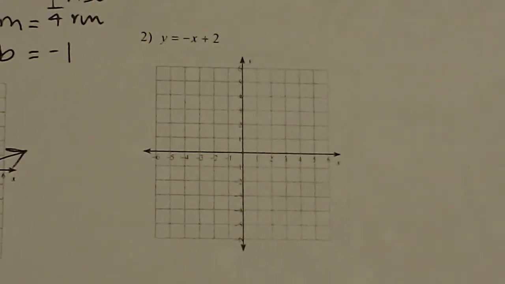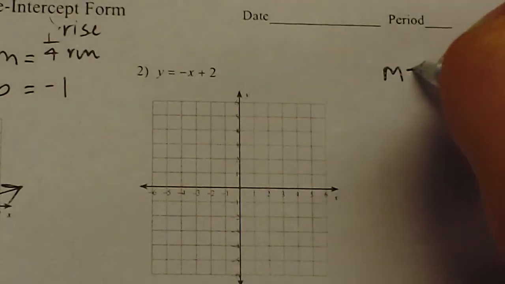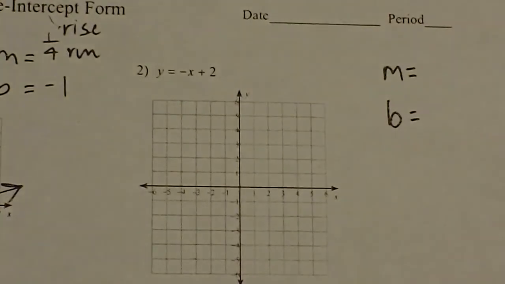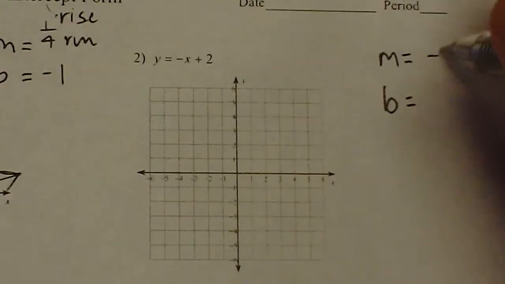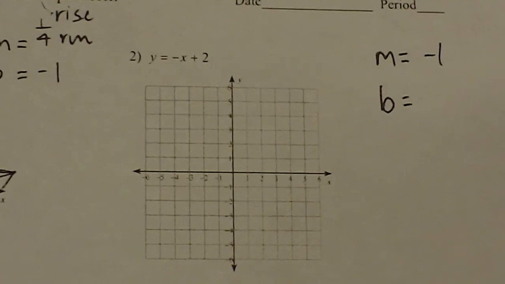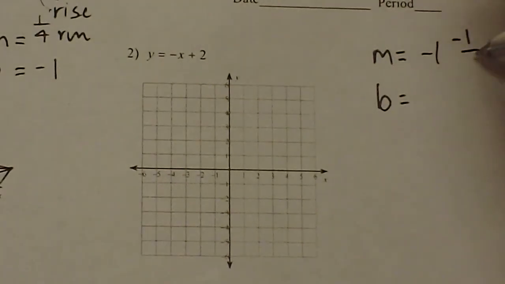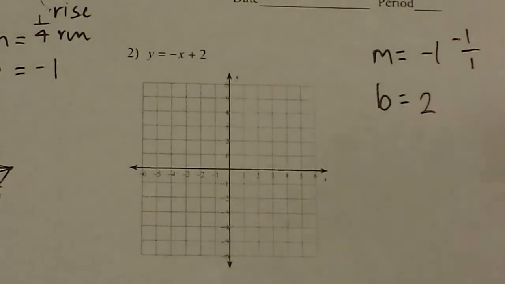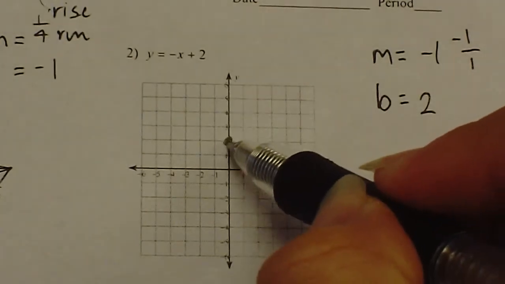Okay, let's do number 2 together. Number 2, we identify our M and our B. Our M, our slope for number 2, is -1. And when you think about it as a ratio of rise over run, it's going to be -1 over 1. Our y-intercept in this example is 2. B equals 2. So we graph a dot at 2.